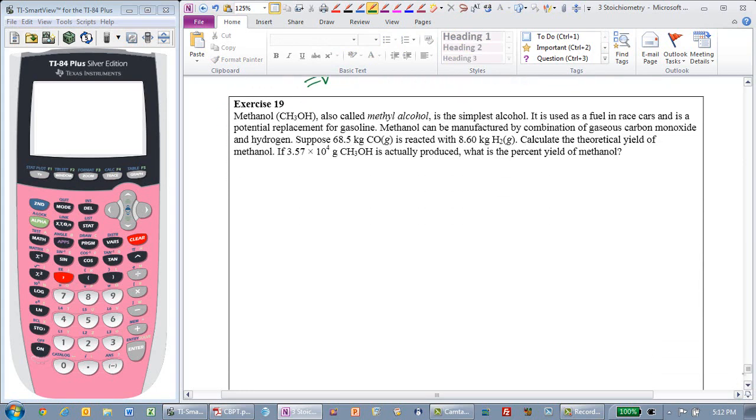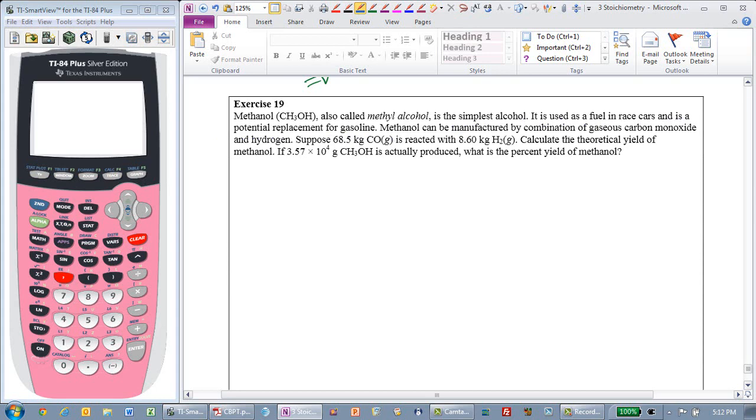All right, so here we go. Let's try it. I'll go with blue this time. Methanol, kind enough to give me the formula of CH3OH, is also called methyl alcohol because the grown-ups in your life can't get along. It's the simplest alcohol of all because it only has one carbon. It's used as a fuel in race cars and a potential replacement for gasoline. So you may have seen methanol on gas pumps because it is now starting to actually be on the market.